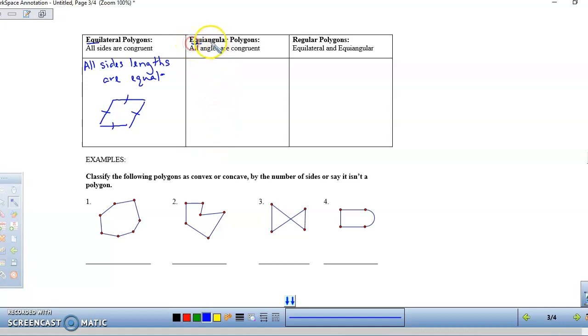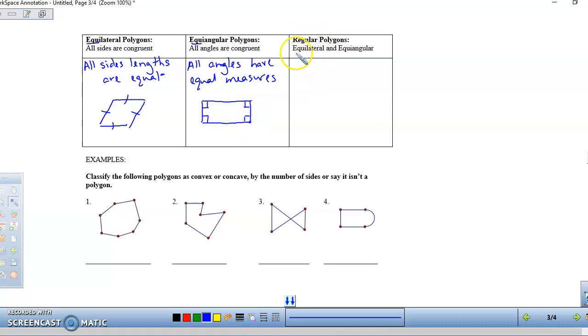Equiangular, so again, this one's a little easier to identify. Angular, so angles. All the angles are congruent, or all angles have equal measures. Okay, so if you want to do the quadrilateral again, you could do a rectangle. So that would be an equiangular polygon. All of the angles would measure 90 degrees.